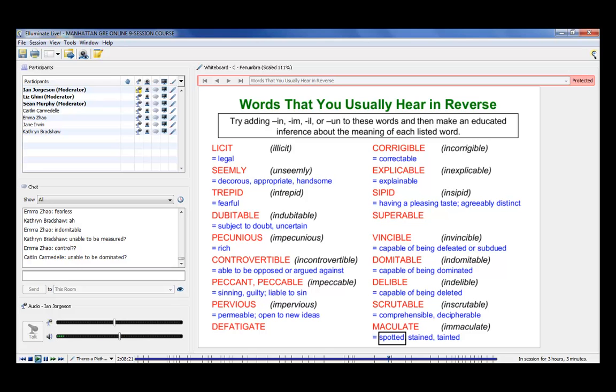All right, 2 left. I'll give you the core portion of defatigate. F-A-T-I-G. Where else do you see that? Yeah, fatigue. Indefatigable means unable to be tired out. So defatigate is a verb form that means to make tired.